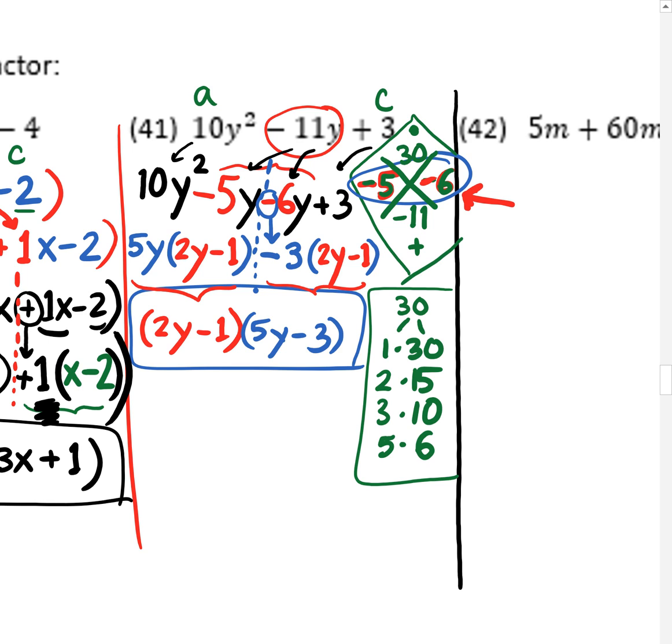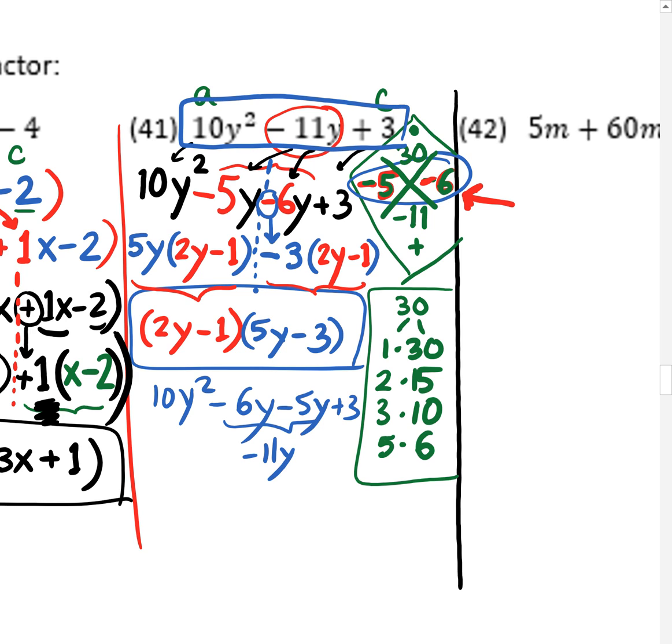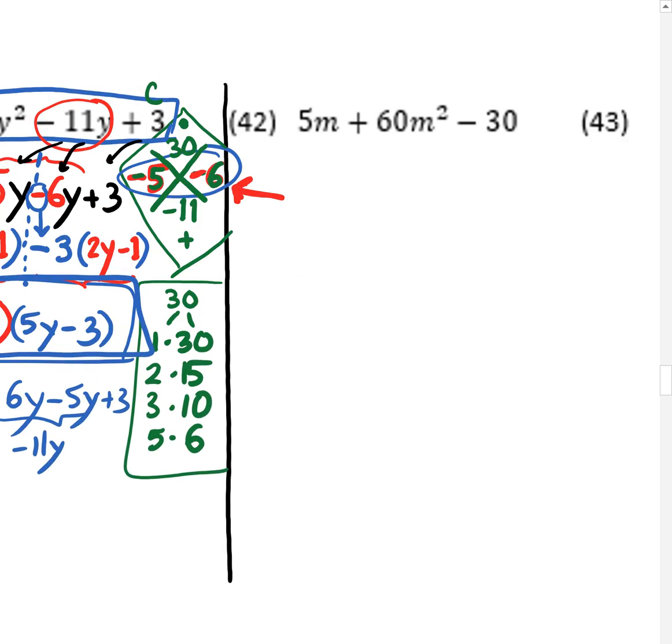Multiply this out, 2y times 5y, that's 10y squared. 2y times negative 3 is negative 6y. Negative 1 times 5y is negative 5y. Negative 1 times negative 3 is positive 3. And these combine to make negative 11y. And that is exactly what we started with, so we must have factored it right. But the answer is what we boxed. That was just me checking to make sure I factored right.